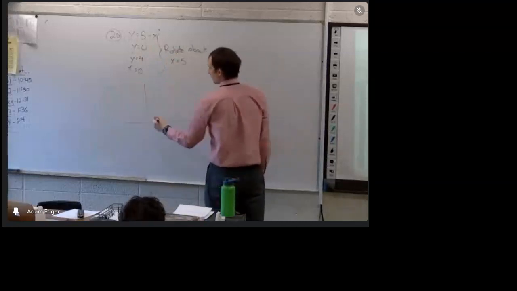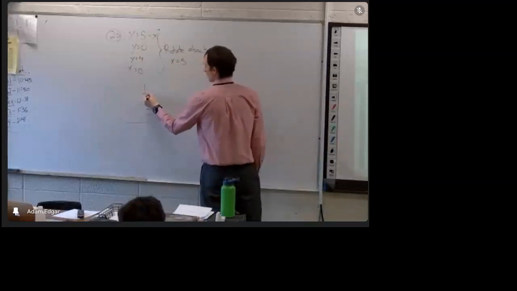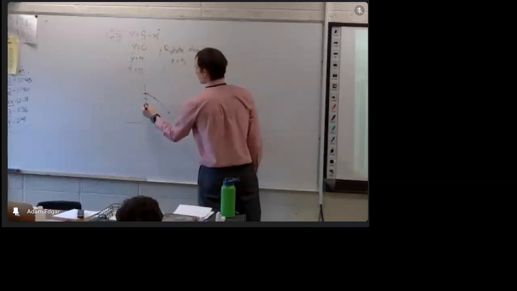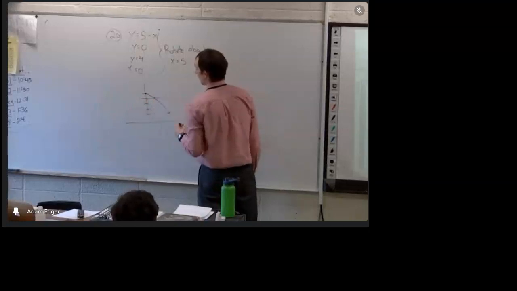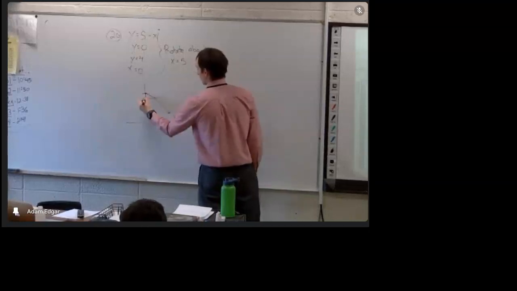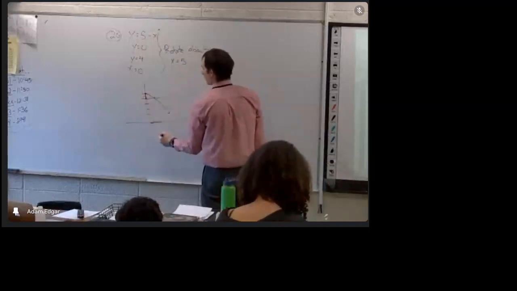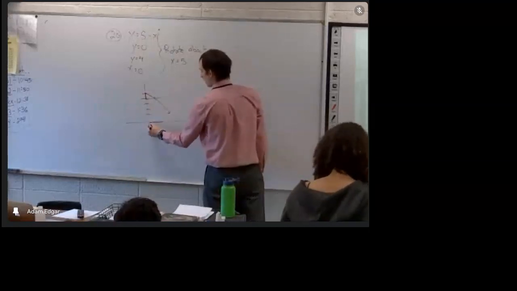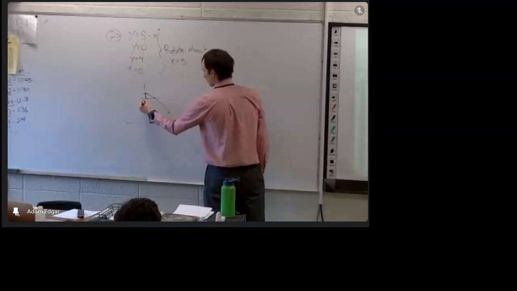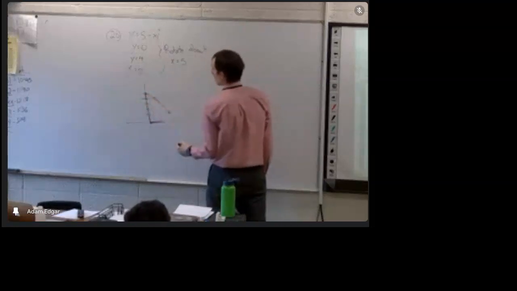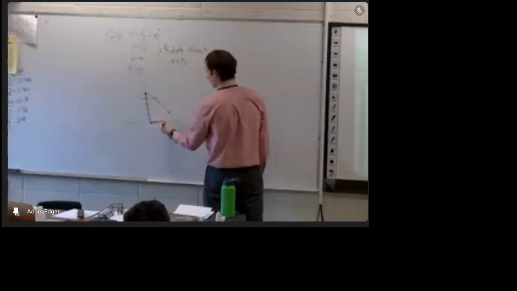5 minus x has a y-intercept of 5 and a slope of -1, so you're going down. y equals 4 is just a flat line there. y equals 0 is a horizontal line. And then x equals 0. So we've got 1, 2, 3, 4, 5.